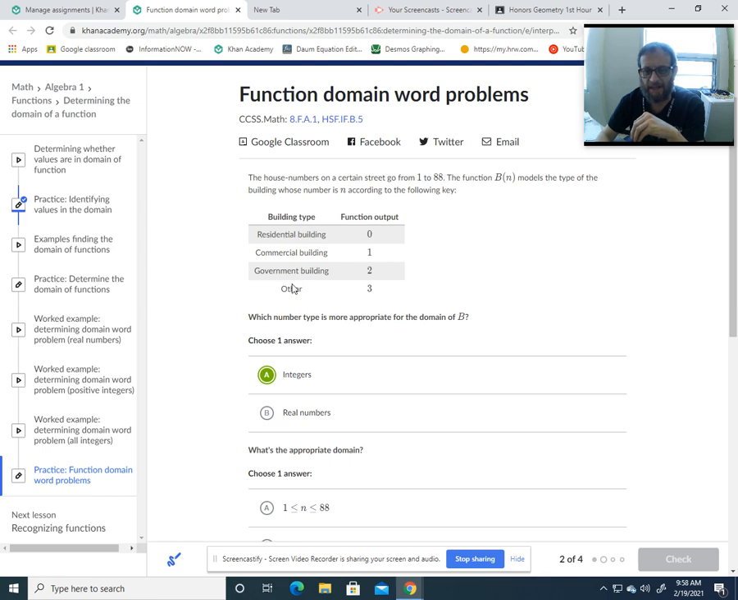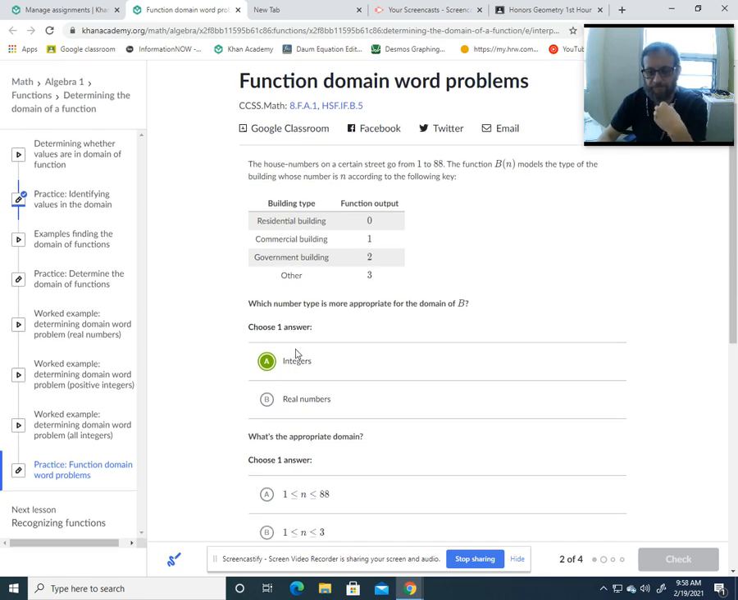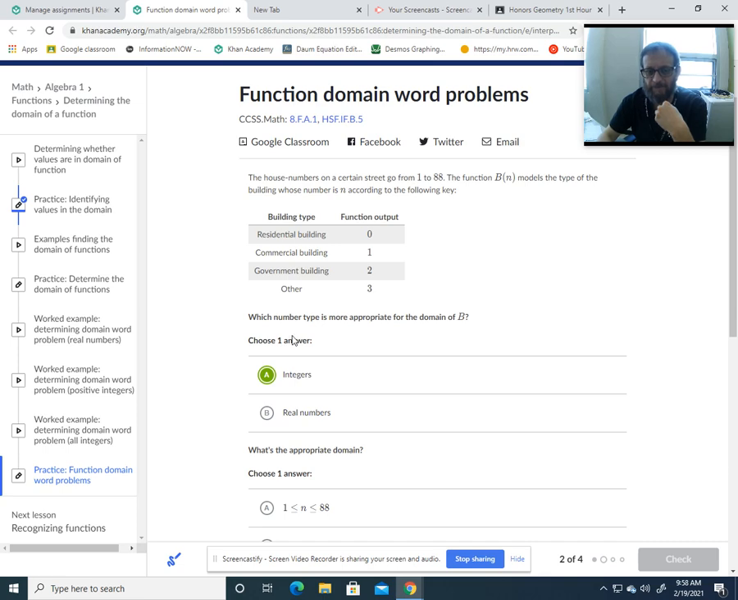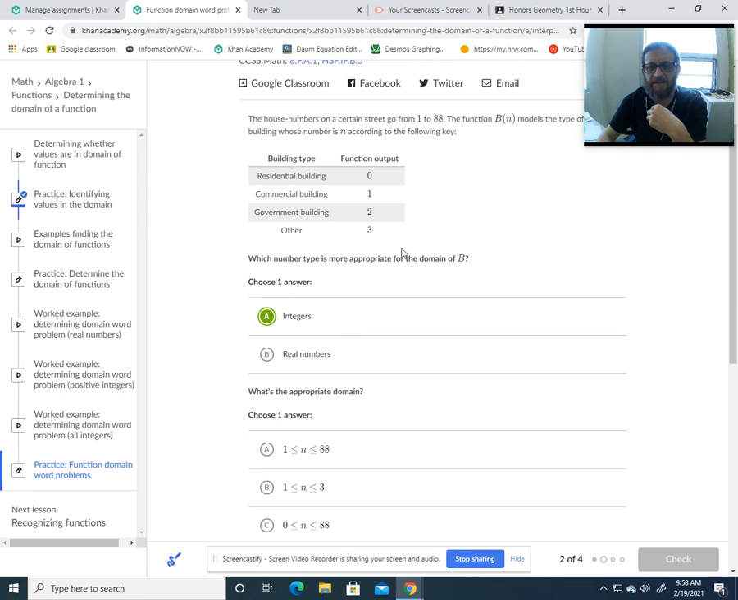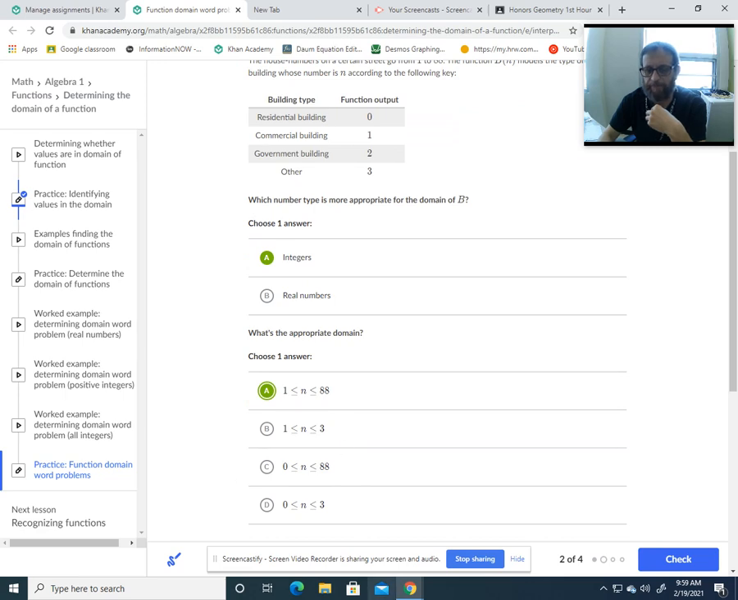So the building type: the house numbers of a certain street go from 1 to 88. The function BN models the type of building where the number is in E, according to the following key. Okay, so you're not going to have a house number which is a decimal. That's not going to happen. And again, domain is numbers we put in, range is numbers we get out. Our domain is going to be between 1 and 88, and it's going to include them.